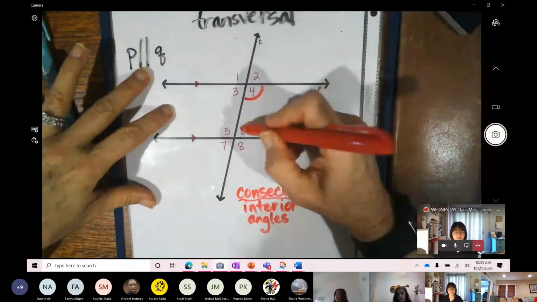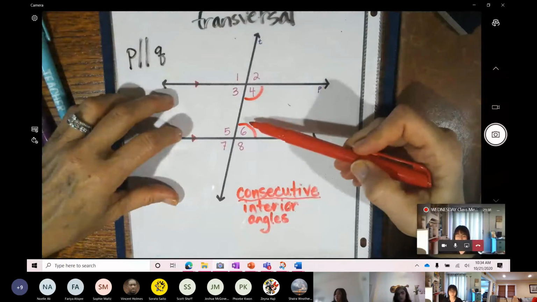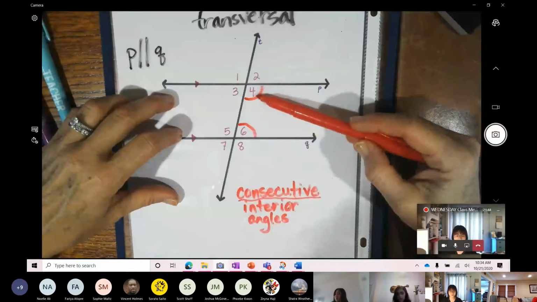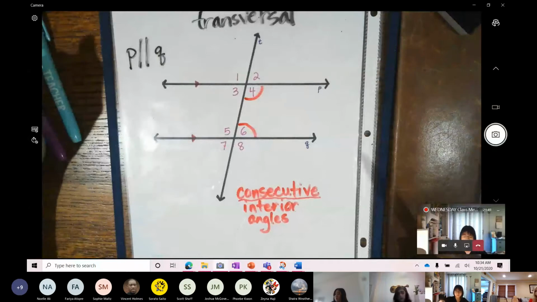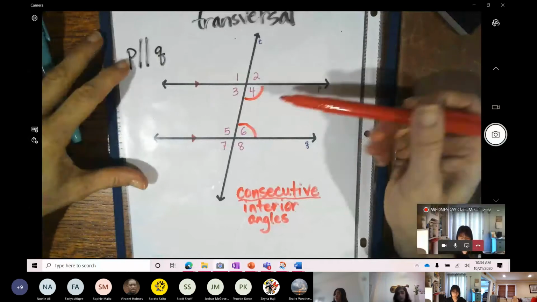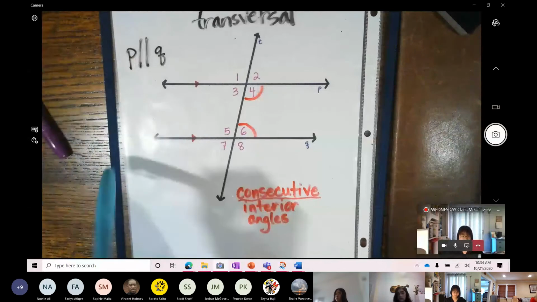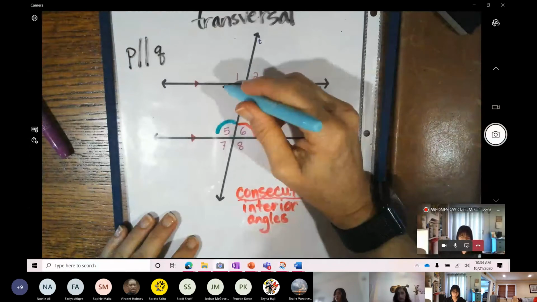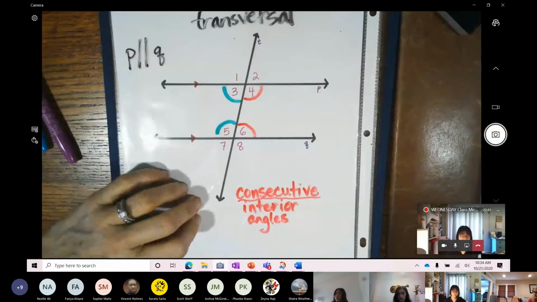So 4 and 6 are consecutive because they're right there next to each other. It doesn't say alternate, so they're on the same side. And these two together are going to give us actually supplementary angles, but that's how we refer to them. They're consecutive if they're right next to each other. You can probably already see that the other 2 consecutive interiors are 3 and 5. And we don't have any consecutive exteriors, so that's why those are the only 4 we go over.